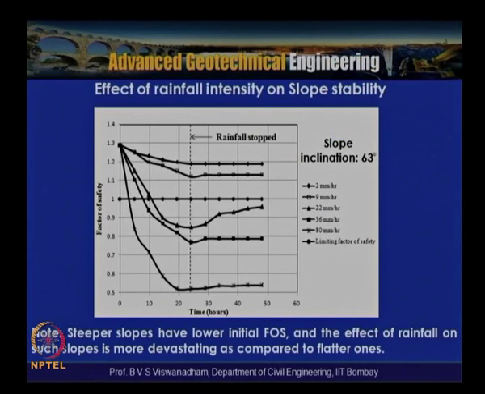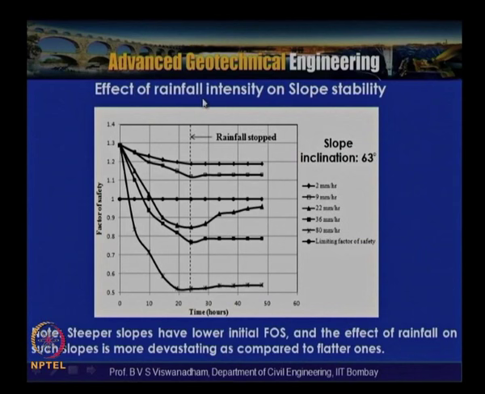Similarly, in this next slide we are seeing a slope inclination of 63 degrees. Here the factor of safety decreases below the limiting value. If you have a slope of two vertical to one horizontal, which is a steeper slope, then even with a rainfall intensity of about 22 mm per hour, within the rainfall duration itself the slope is subjected to failure.